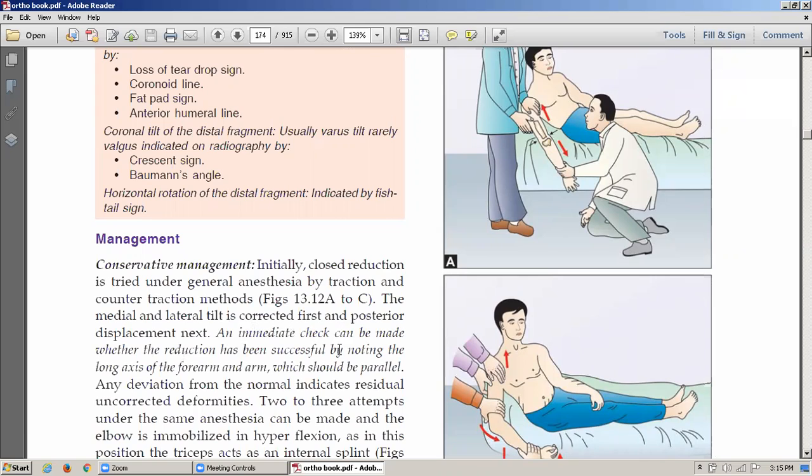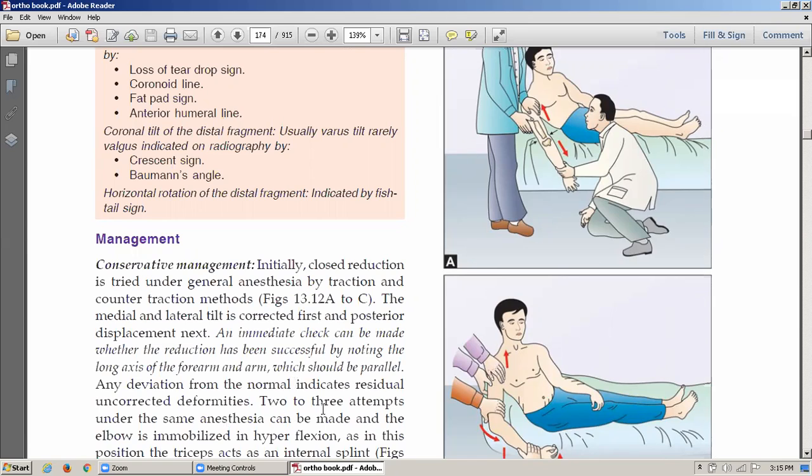So an immediate check can be made whether the reduction has been successful by noting the long axis of the forearm and the arm. It should be parallel. Remember that the long axes of the arm and forearm should be parallel. Any deviation from the normal indicates residual uncorrected deformities.